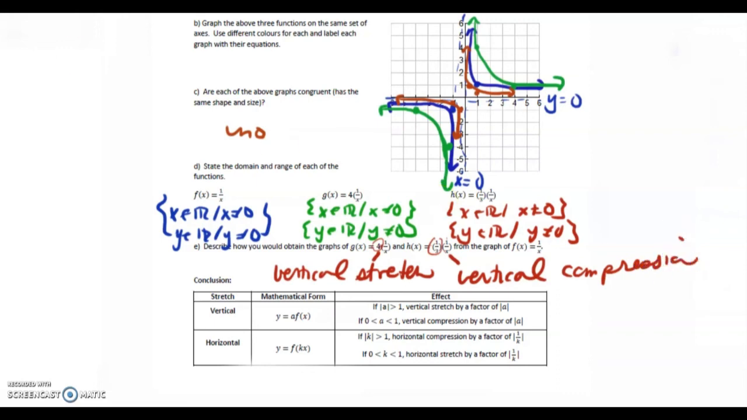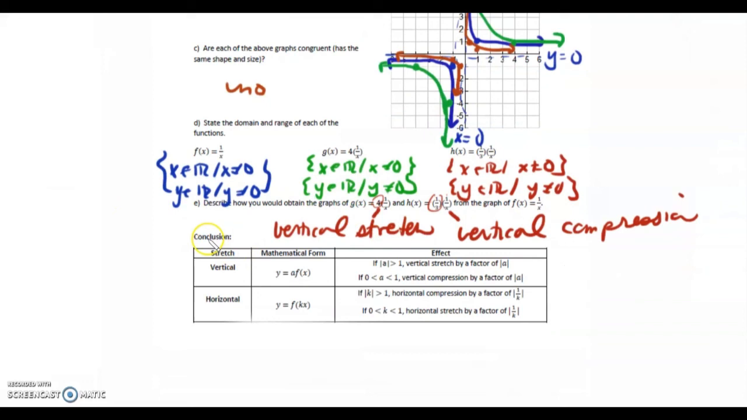Okay, so just as an overview, here's a conclusion. If we have a vertical stretch, the number is here in front of the f of x. If that number is greater than 1, we have a vertical stretch. And if that number is a fraction between 0 and 1, then we have a vertical compression.